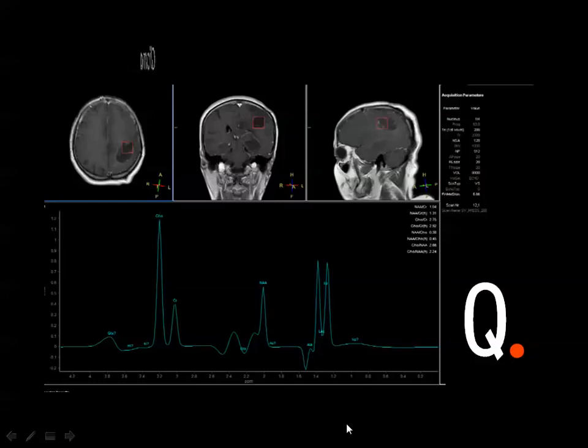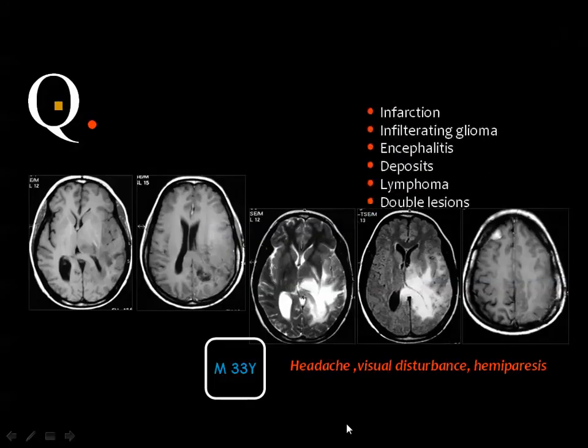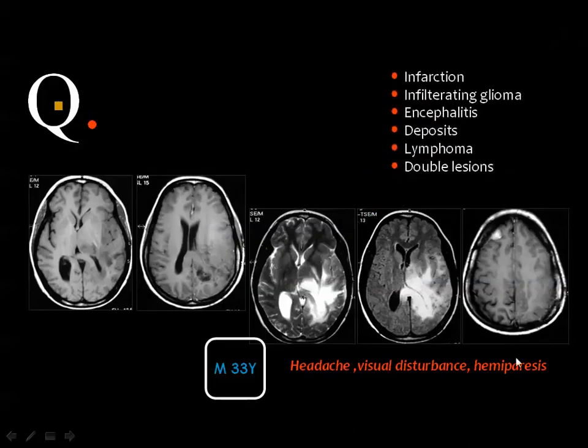Then, you see this in axial MRI T1 and T2 and FLAIR and contrast. This patient presented by headache, visual disturbance, and hemiparesis. He is 33 years old.